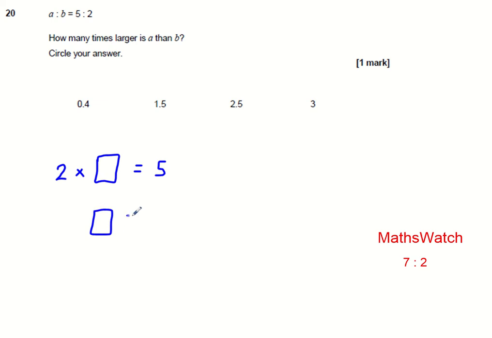And 5 divided by 2 is 2.5. So A is 2.5 times larger than B.